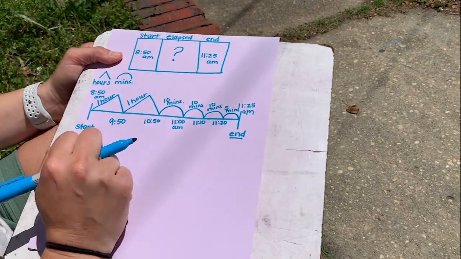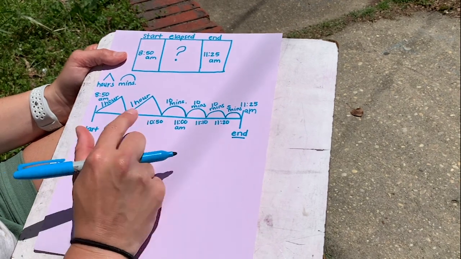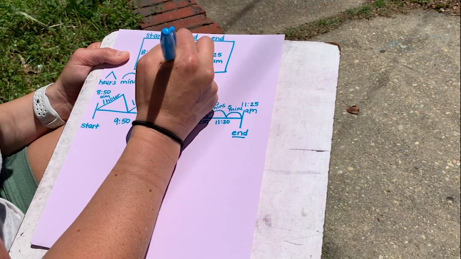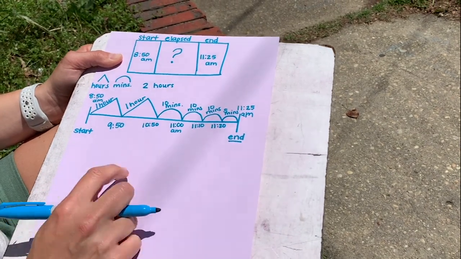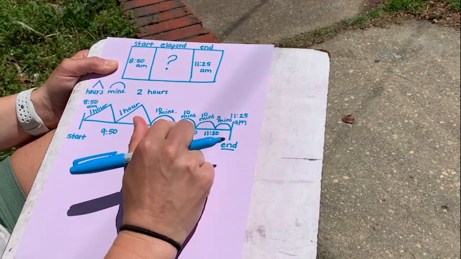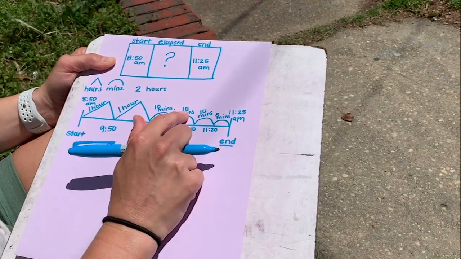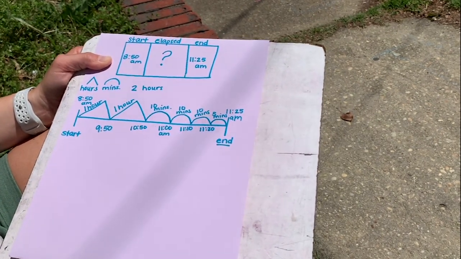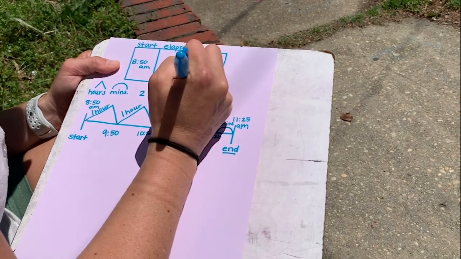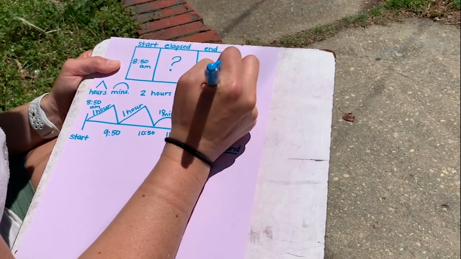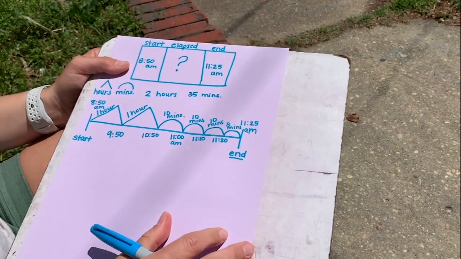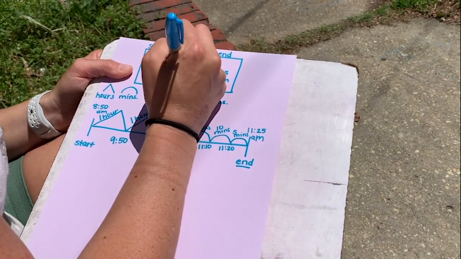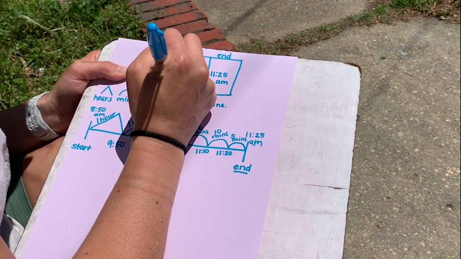I can then look back at my number line to determine the amount of time that elapsed from start to end. Since I have 2 mountains, I have 2 hours. And I kept track of it by writing it right above it, 1 hour and 1 hour. With my hills, I have 10, 20, 30 minutes, or 10 plus 10 plus 10, which would be 30 minutes. And then this 5-minute hill, which would put me at 35 minutes. Looking back at my organizer, that's the section that's missing. So I can go ahead and fill this in to 2 hours and 35 minutes.